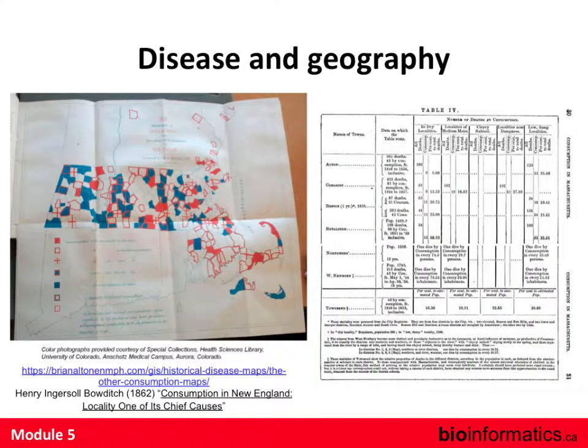So we haven't talked about consumption in the last couple of hours, so let's get back to it. This is another map. This is the state of Massachusetts. And this is a study by Henry Ingersoll Bowditch in 1862, considering potential causes of consumption and tuberculosis in New England, specifically the state of Massachusetts. And so what he did was he took every county in Massachusetts and encoded it according to the incidence of tuberculosis.